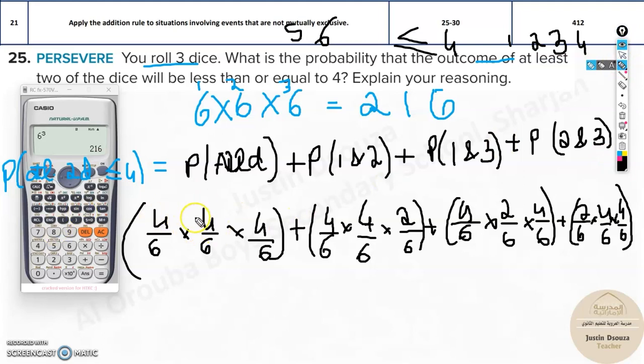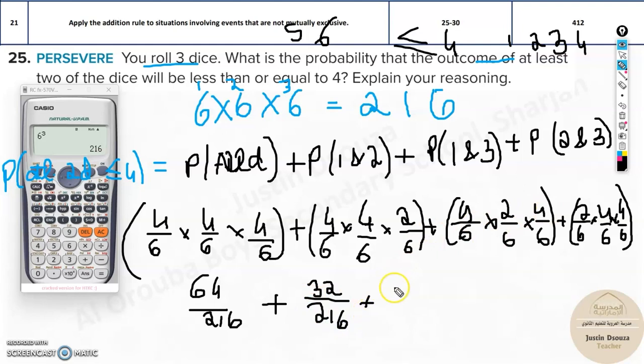4 times 4 is 16. 16 times 4 is 64. 64, and we know 3 cube is 216. Plus, what is this? 4 times 4 is 16 times 2 is 32. 32 by 216. Now, all the others are the same thing because it's 4 times 2 into 4. It's the same thing. 32 by 216. And lastly, we have plus 32 by 216.